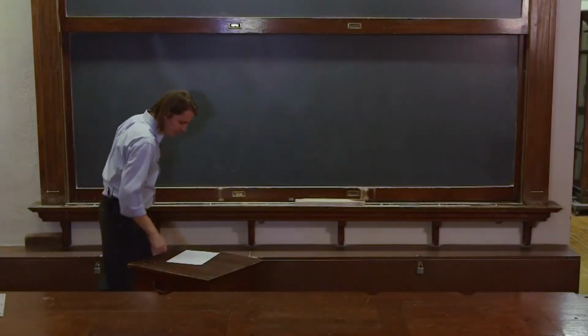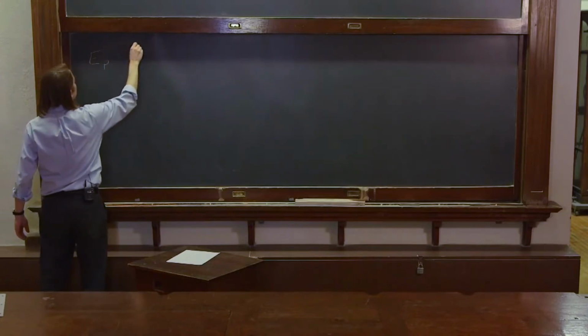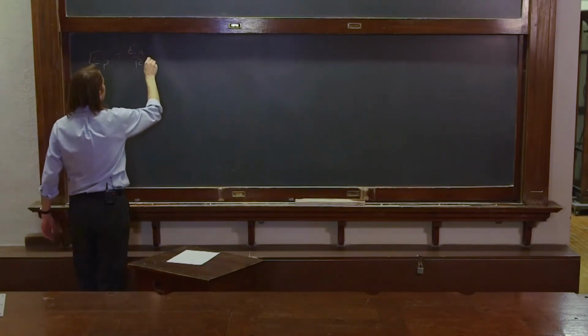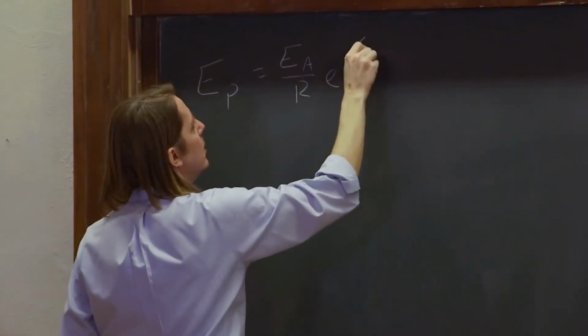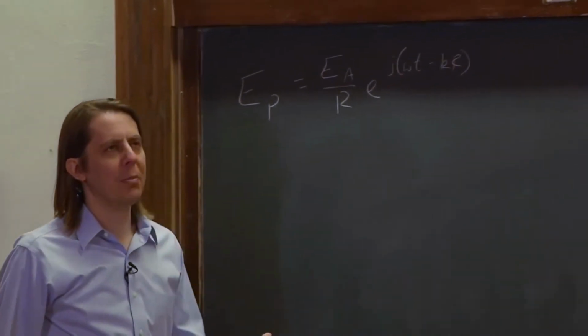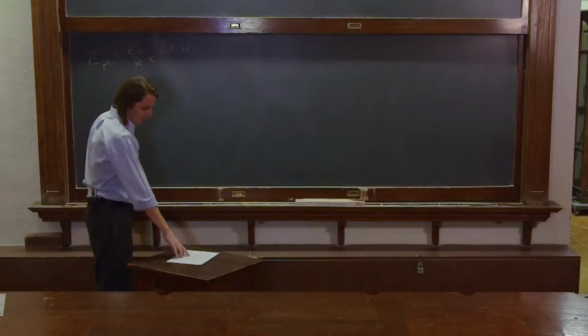All right, what were we doing? We needed to work on this integral a little bit more. E at P was E A over R, e to the j omega t minus kr. And we needed to combine those terms that were out front. It was 1 over, what was in front of each one?